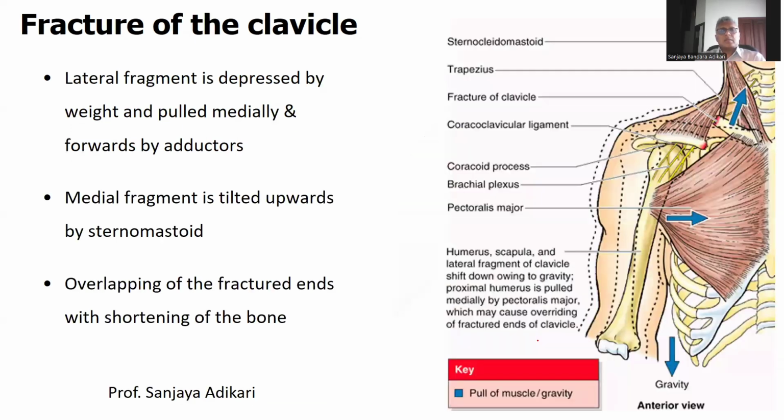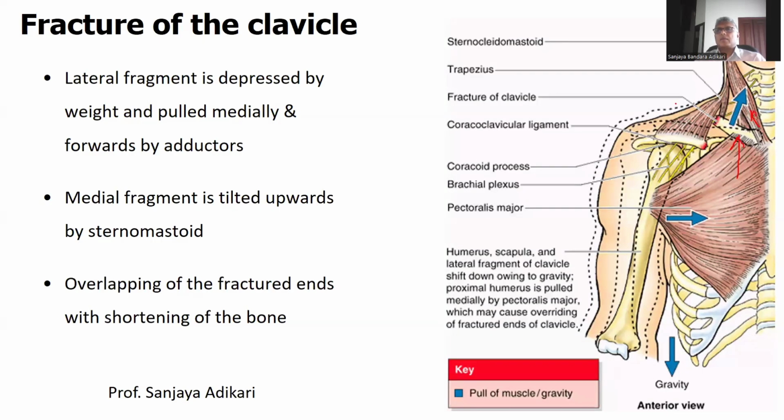And once the clavicle fractures, because of the action of strong muscles attached to the upper end of the humerus and the clavicle itself, certain things happen. One thing is, if you look at the medial fragment, the fractured fragment of the clavicle, it is pulled upwards by the action of the sternocleidomastoid muscle, this one.